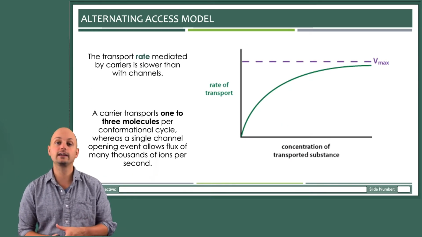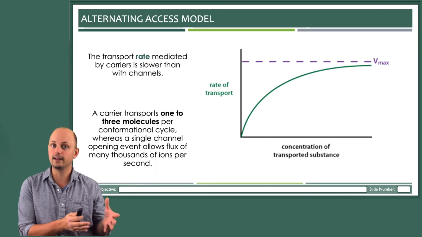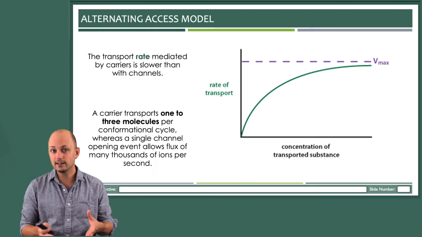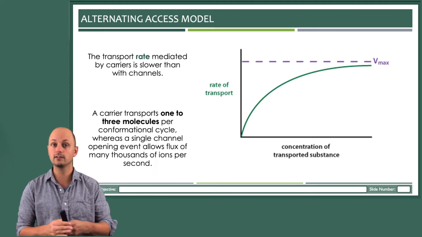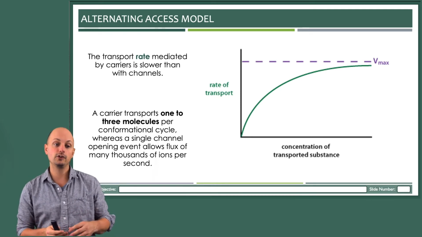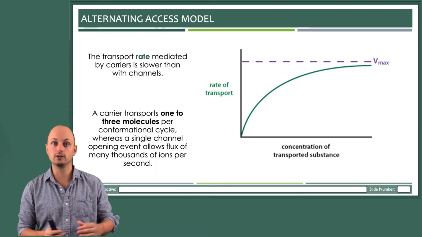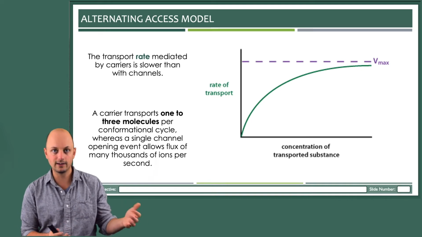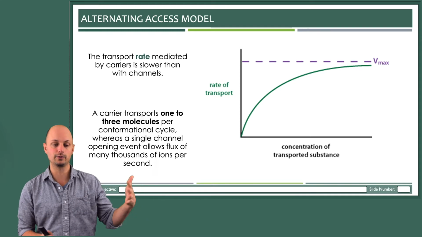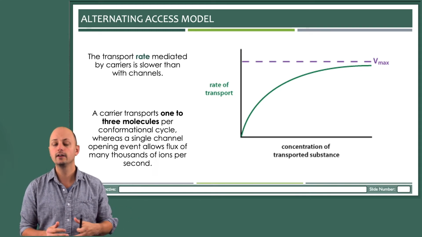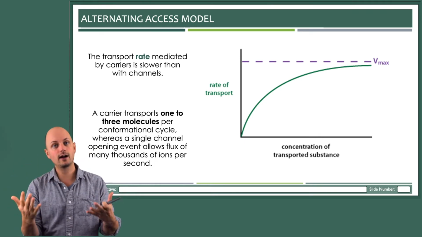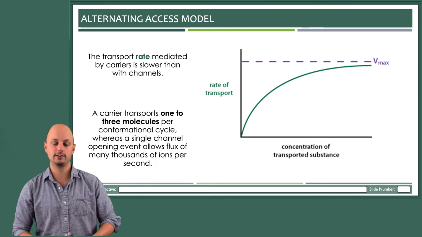So in this diagram, you're looking at the concentration of solute on the x-axis and the rate of transport on the y-axis. And you can see that initially, as the concentration of solute increases, the rate of transport also increases. So for example, if you had a concentration of 1 solute, you could transport at 1 molecule per second. And if you had 2 molecules of solute, you could transport at 2 molecules per second. But eventually, you can see that the rate of transport plateaus. And that's a direct consequence of having a limited number of binding sites.